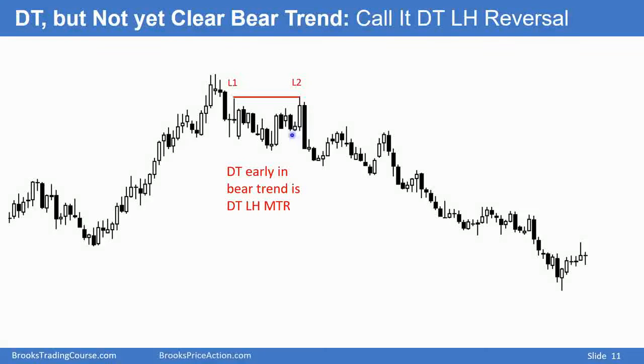You're looking to sell a reversal down, especially below a bear bar, like right there. Once you are fairly clearly in a bear trend, you can call it a double top bear flag. But again, it doesn't matter. If you call it a flag or a reversal, you're looking to short.